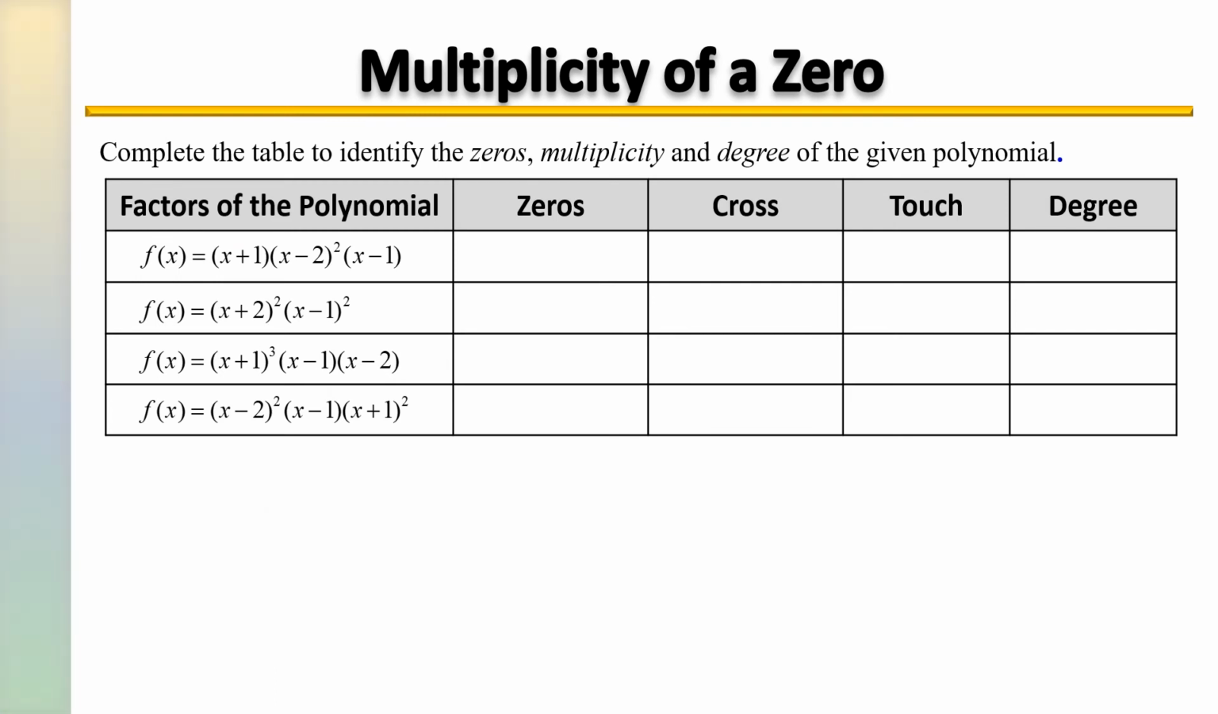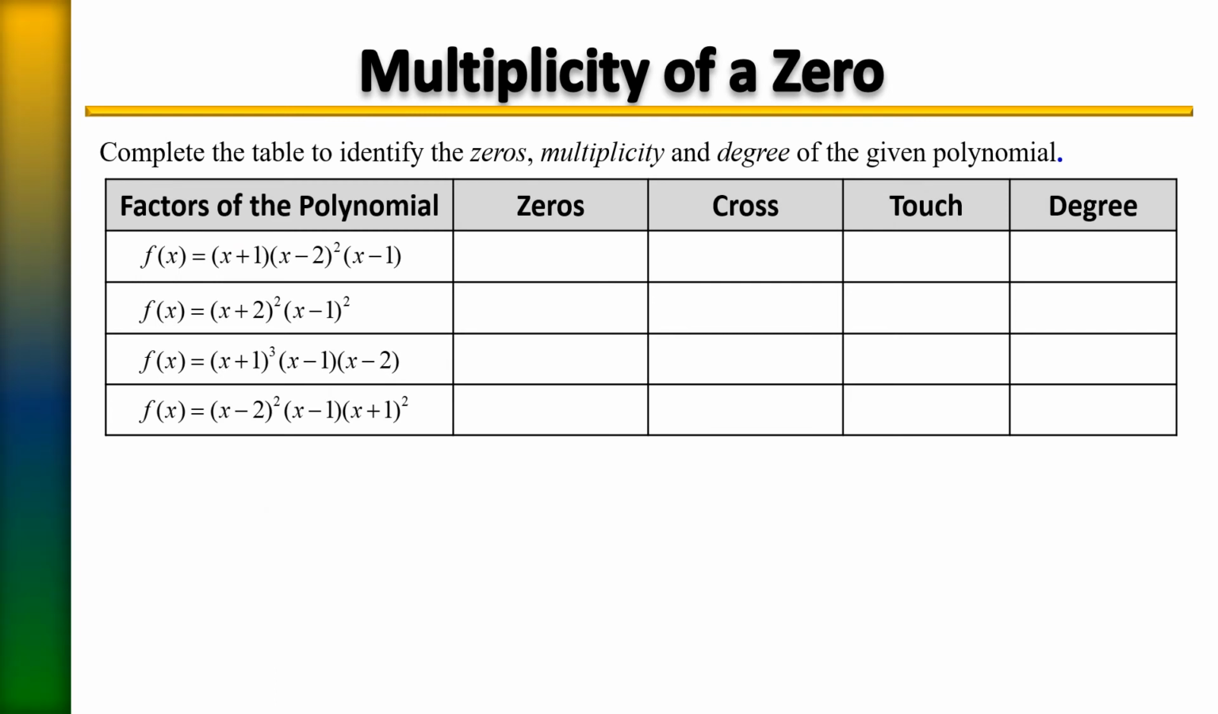Let's complete this table and identify all the zeros, the multiplicity, and the degrees of the given polynomial. All right, so what are our zeros? Remember, it's just a matter of solving for x. So the first 0 is going to be -1. The second one's going to be 2. And the last one is going to be 1.